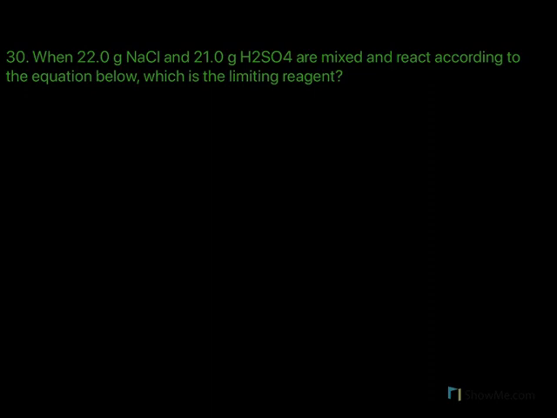Alright, so now there's some Chapter 4 questions. This one is a limiting reagent problem. We've got 22 grams of sodium chloride and 21 grams of sulfuric acid. So we're going to mix them up and react them. But one of them is going to run out first. And whenever one of them runs out, the reaction can't continue. So we're going to figure out at what point the reaction is going to stop. Which one of these is going to run out first?